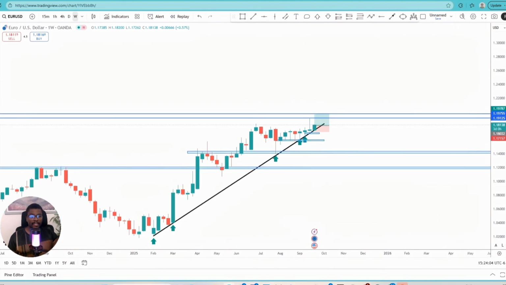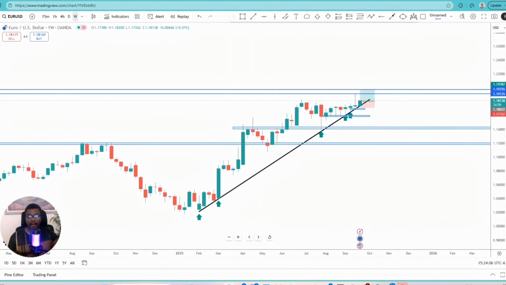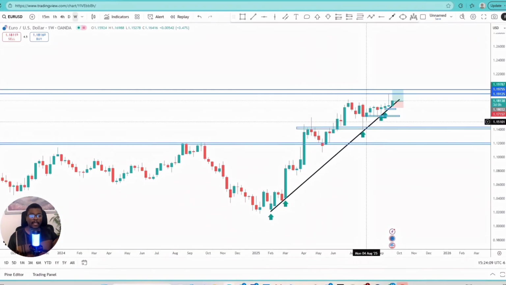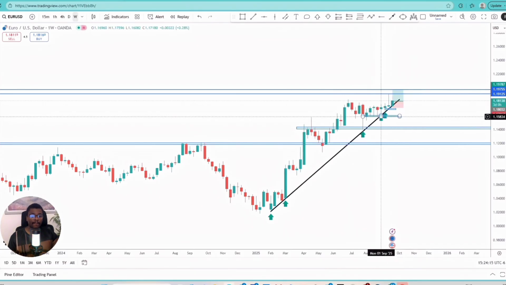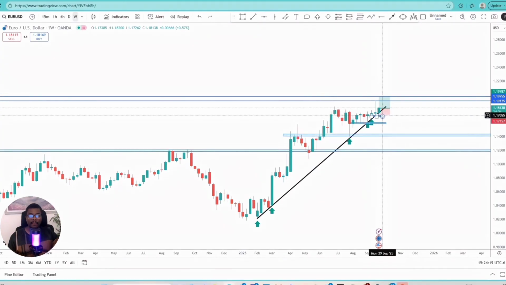So for EUR/USD, as we've seen over the last few weeks, with price ranging in this area, bouncing continuously off this trend line, forming higher lows, and price failing to break below this trend line, indicating that price is in an uptrend.